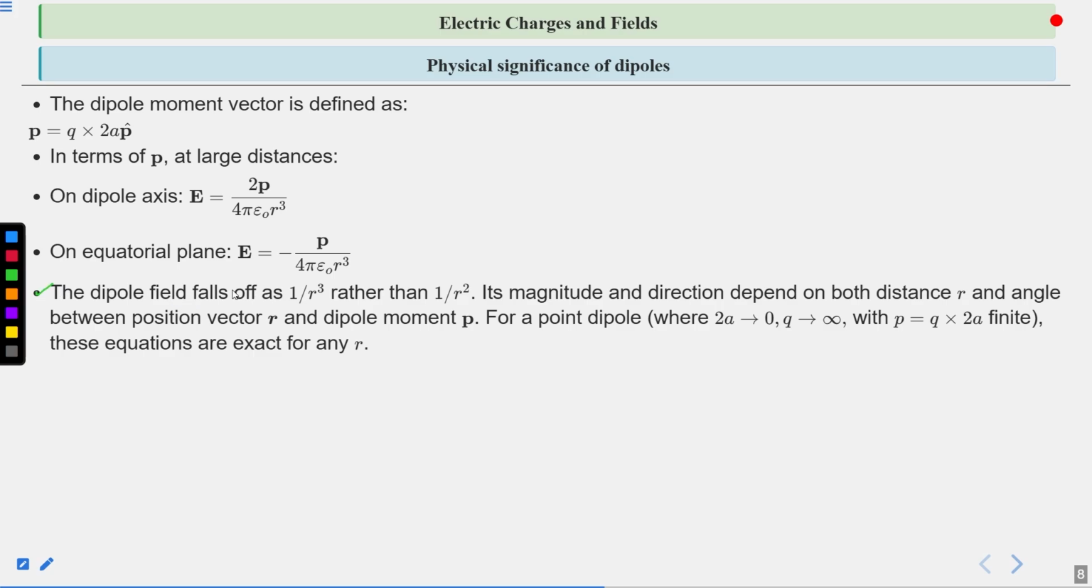The dipole field falls off as 1/r³ rather than 1/r². Its magnitude and direction depend on both the distance r and the angle between the position vector r and the dipole moment p. So this is the factor on which the magnitude of the dipole field depends. For a point dipole, 2a approaches 0, meaning the distance between the charges is very small. In that case, q approaches infinity, so p equals q times 2a, which is finite. These equations are exact for any r.